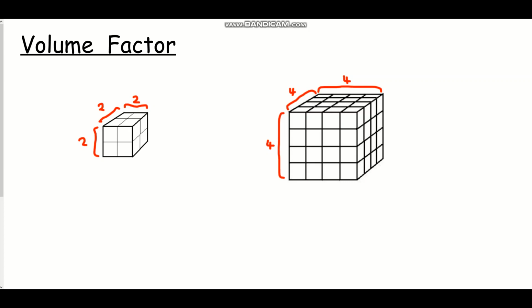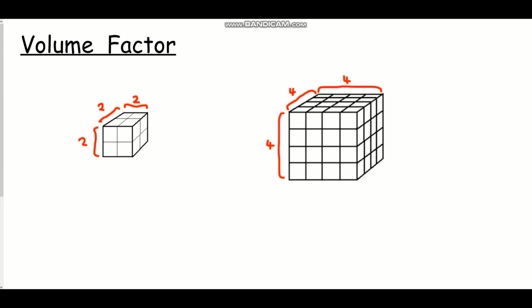Okay, so the second type of example we're looking at today is volume factor examples. That's when we're dealing with 3D shapes instead of 2D shapes. It's very similar to area factor, apart from we're not going to square our scale factor to get our volume factor. We're going to do something slightly different.